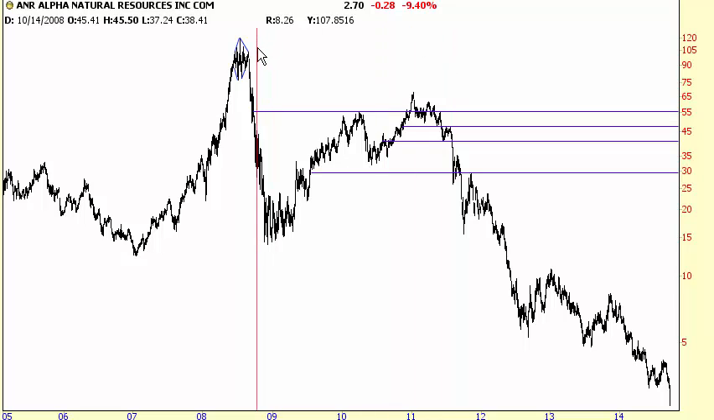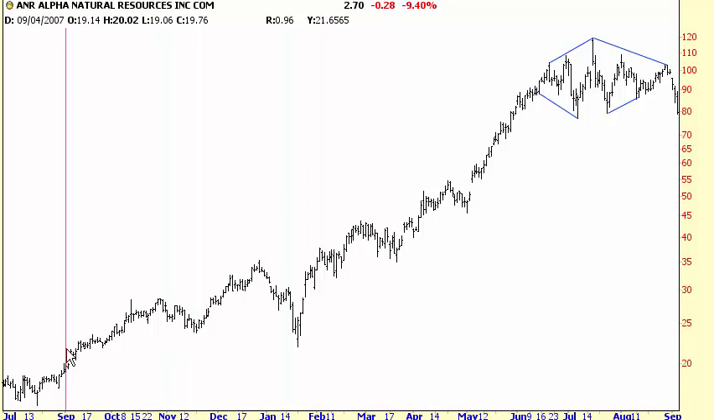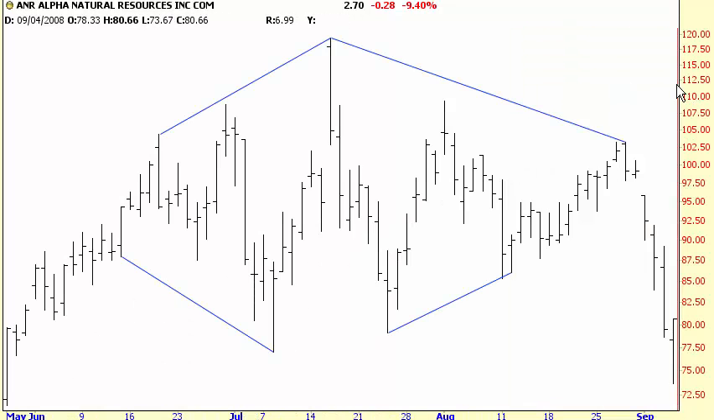In this case, we have a powerful reversal pattern. What had been happening is that through the course of 2007 and 2008, ANR had benefited from the commodities bull market, and then it began to stall. And you can see here the pattern forming. We'll zoom in for a closer look.